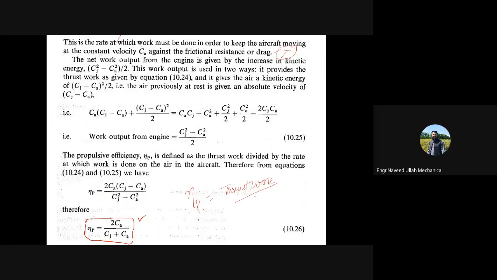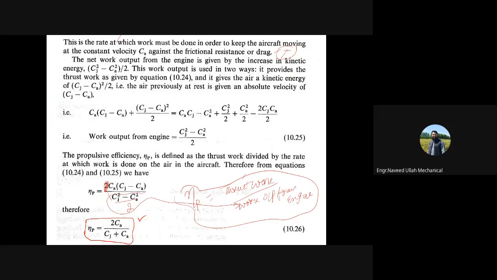And then we have work output from engine, jitna aapko work output deta hai aur usme se jo thrust produce hote hain na, usko hum kehte hain propulsive efficiency. Theek hai, to barhal isko thoda sa aap dekh le ki the network output from the engine is given by the increase in kinetic energy. Ye jo hai na cj square minus ca square by 2. Theek hai, ye yahan pe hai, ye work of the engine hai. Ab isko niche leke aaye na like this, so this is the same thing. Okay, cj square minus ca square by 2, this is a work of the engine.